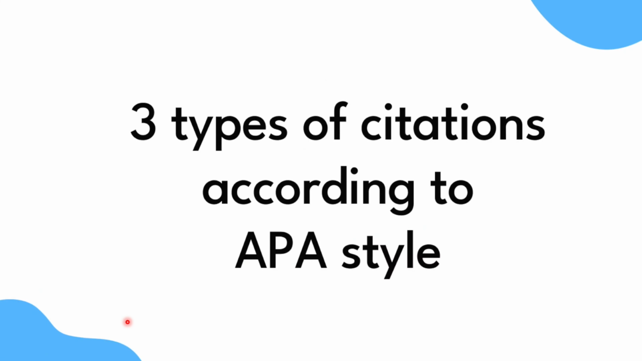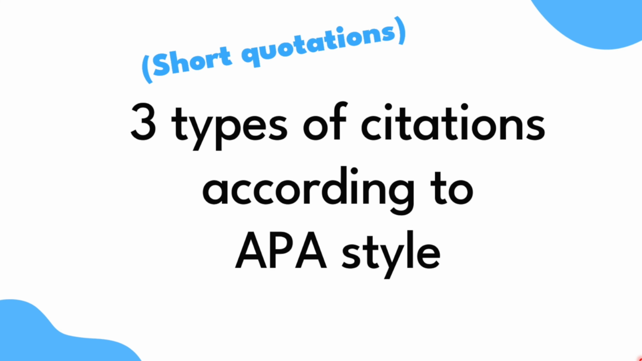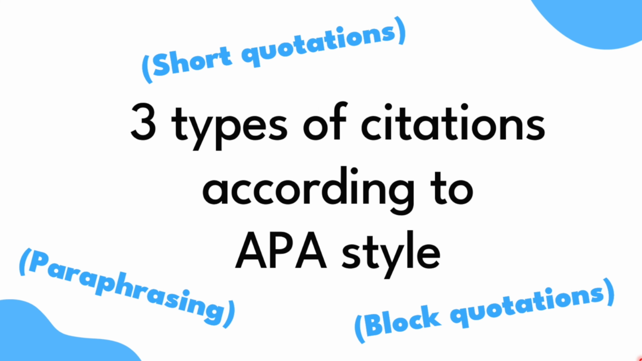Now, keep in mind that there are three types of quotations according to the APA standards. The short text that is in quotes, like the one I mentioned first, the long text that is indented but doesn't have quotation marks, and the paraphrase like the second example, which has neither indentation nor quotation marks.